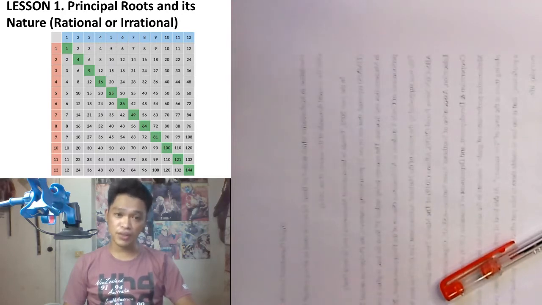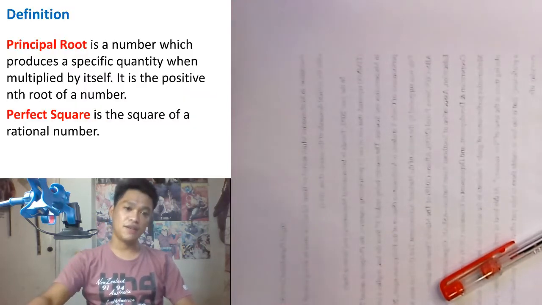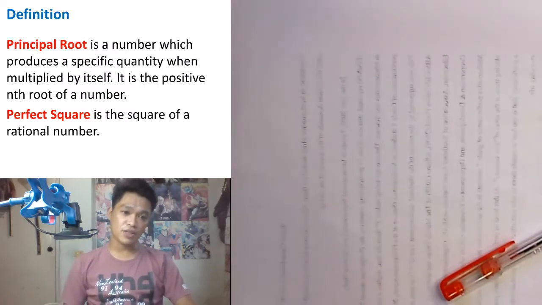The definition: a perfect square is the square of a rational number. A principal root is a number which produces a specific quantity when multiplied by itself. A number being multiplied by itself, that is what you call the principal root. When you say root, that is the answer in a radical expression or a radical solution. It is the positive nth root of a number. The principal root is considered always positive, but when you say root, it is considered as positive or negative.